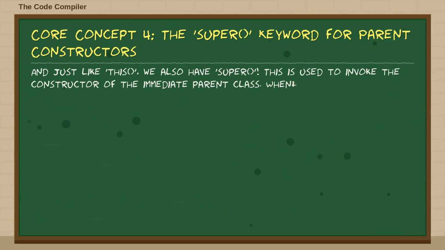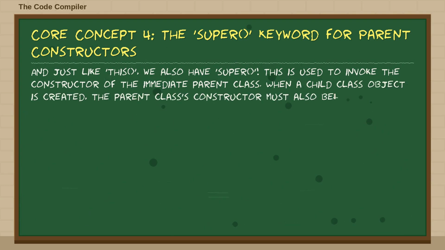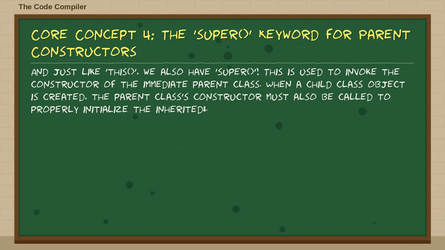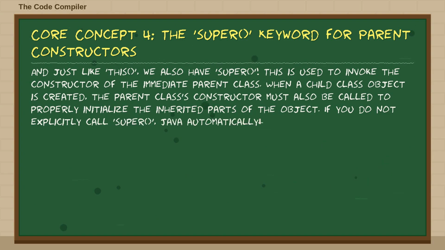When a child class object is created, the parent class's constructor must also be called to properly initialize the inherited parts of the object. If you do not explicitly call super(), Java automatically inserts a default no-argument super() call as the first statement in your child class constructor. However, if your parent class only has parameterized constructors, you must explicitly call the appropriate super constructor with the necessary arguments.